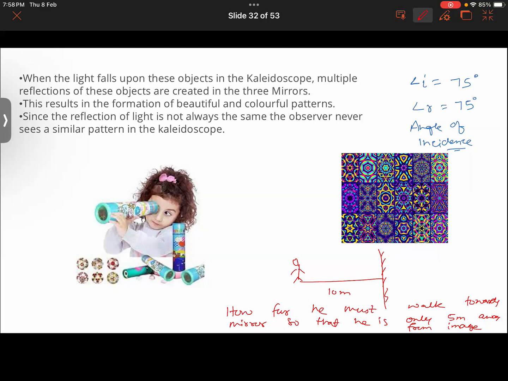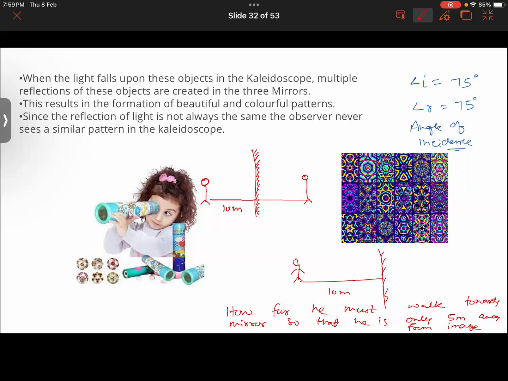Sir, I don't get the question. See, the simple question is that there is a plane mirror. The person is standing in front of the plane mirror. The distance between the plane mirror and the person is 10 meters. Here is the image of the person right now.